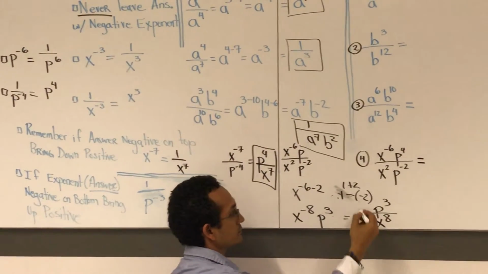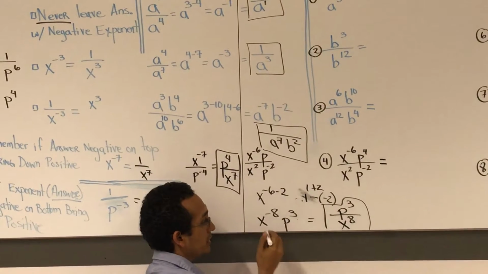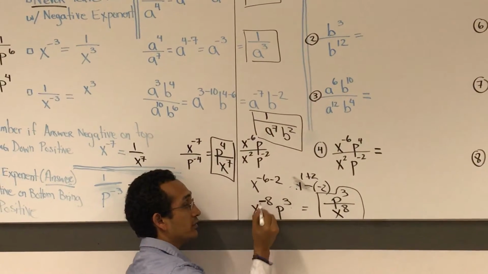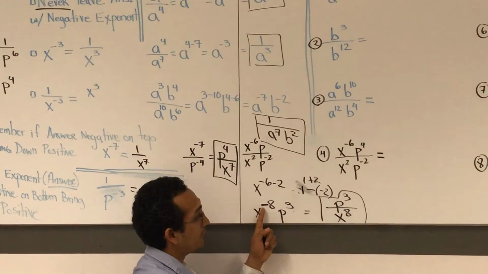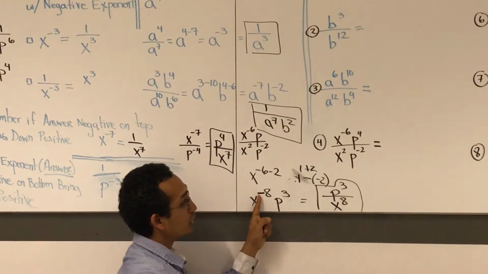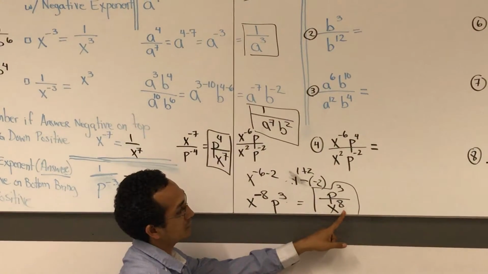You cannot leave the answer like that? No. You have a negative, you can never leave an answer as a negative exponent. Never leave an answer as a negative exponent. You have to bring it down positive.